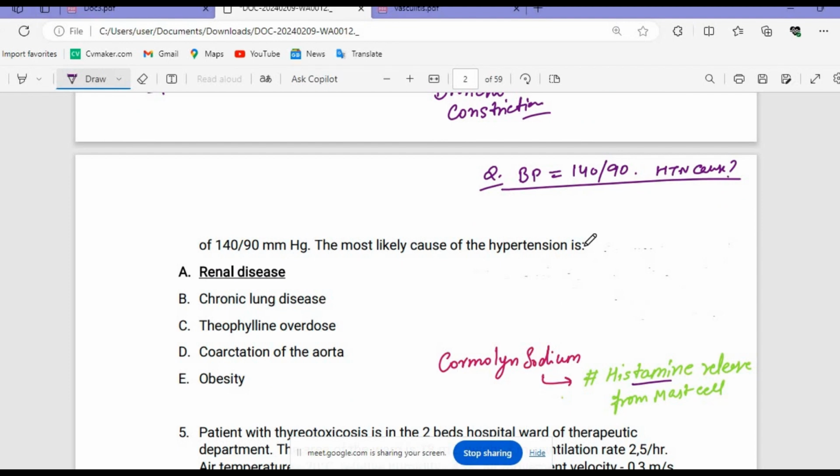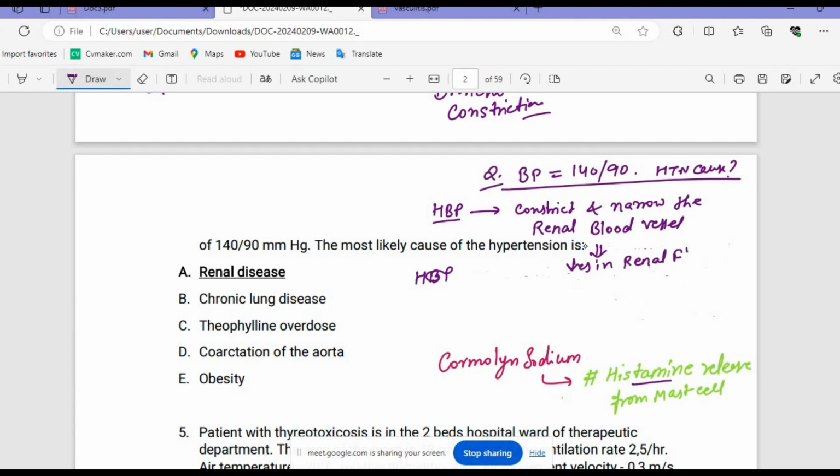Now if we talk about high blood pressure, it will constrict and narrow the renal blood vessels. If the renal blood vessels are constricted, there will be a decrease in renal flow, a decrease in the GFR, and a decrease in blood flow. So it will stop the kidney from working well. The kidney will not be able to work properly now.